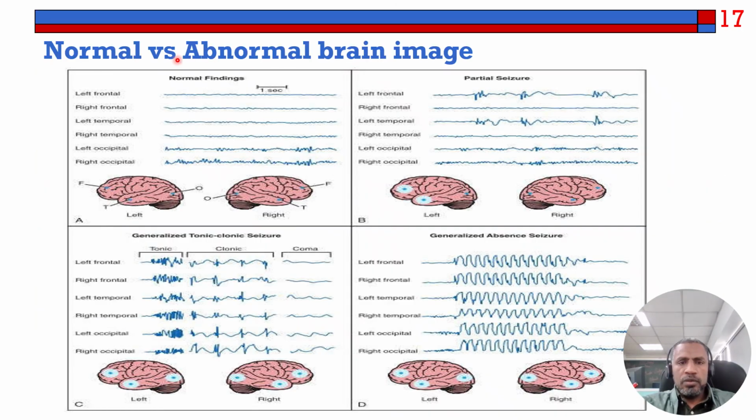For example, normal versus abnormal brain images. This one is normal, this is abnormal. Partial seizures are shown in this abnormal one. Some signals, some waves, are generated at a specific region. It can be easily identified compared with this normal one.